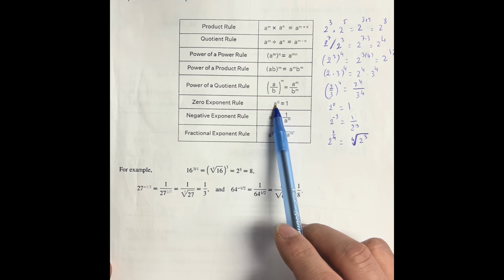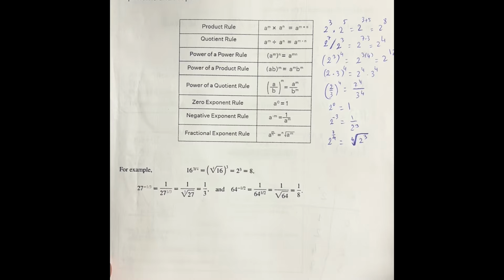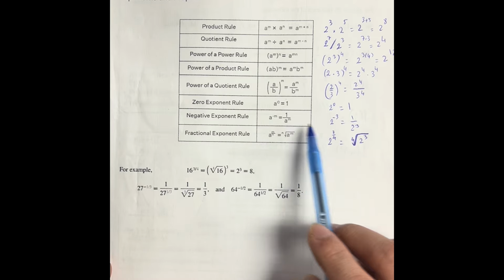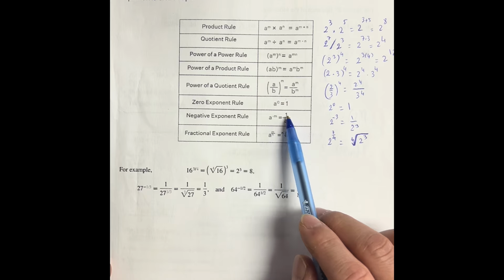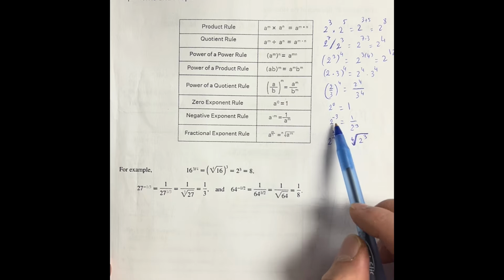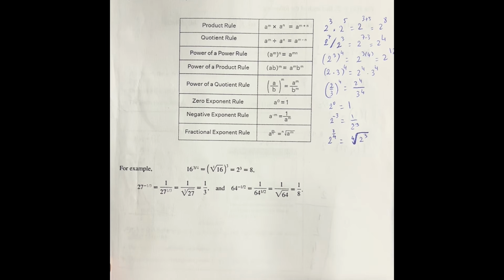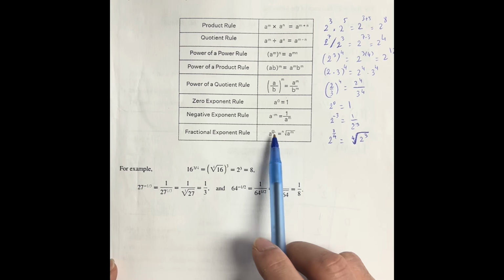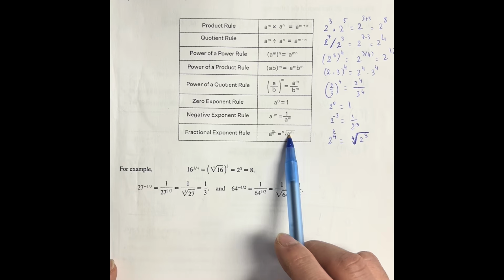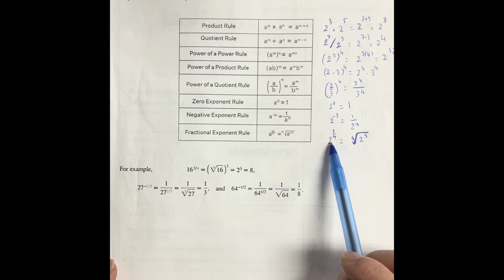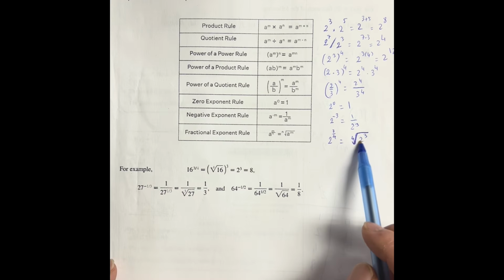Zero exponent rule: any non-zero number raised to the power of 0 is 1. So 2 to the power of 0 is 1. Negative exponent: a to the negative m is 1 over a to the m. 2 to the power of negative 3 is 1 over 2 to the power of 3. a to the power of m over n is the nth root of a to the power of m. For example, 2 to the power of 3/4 is the 4th root of 2 cubed.